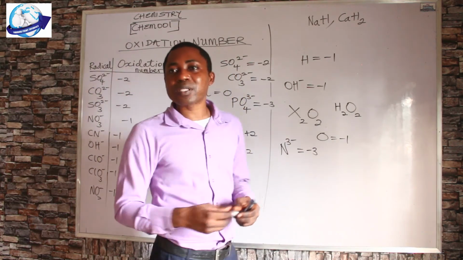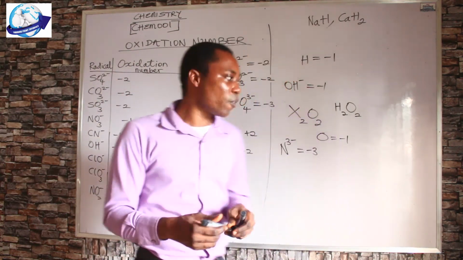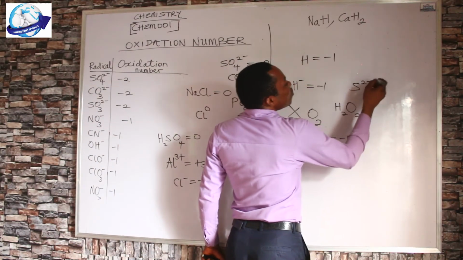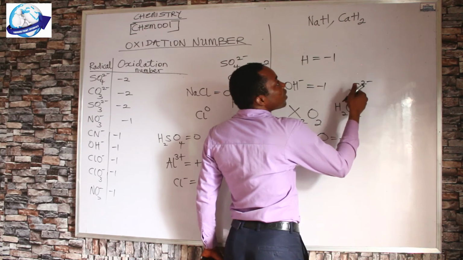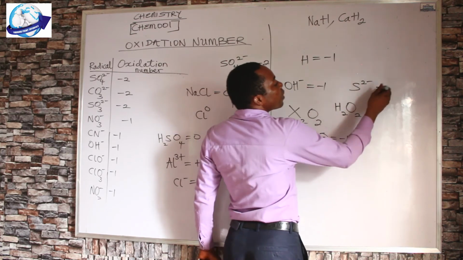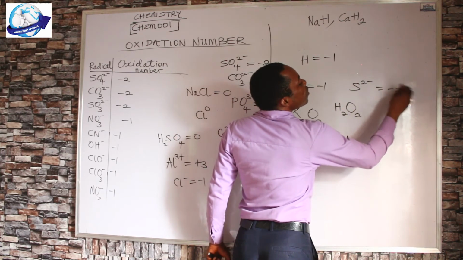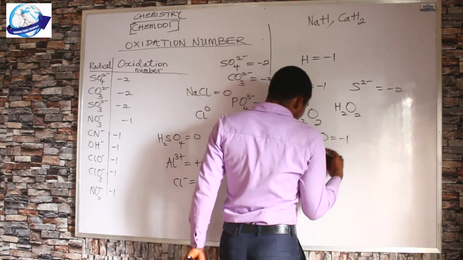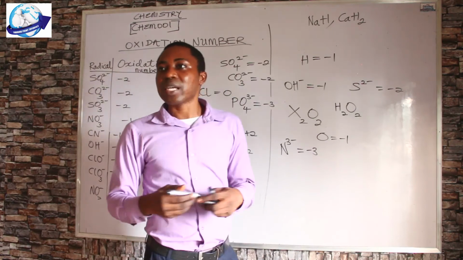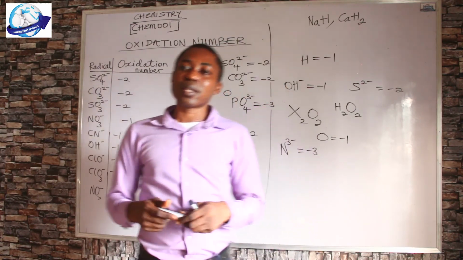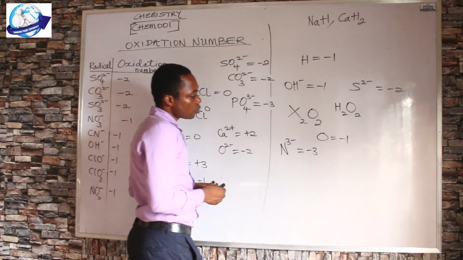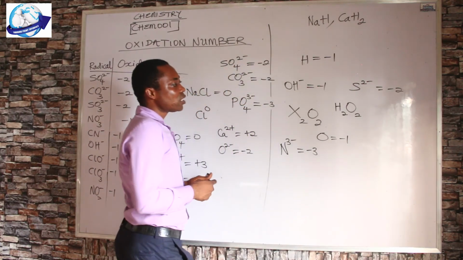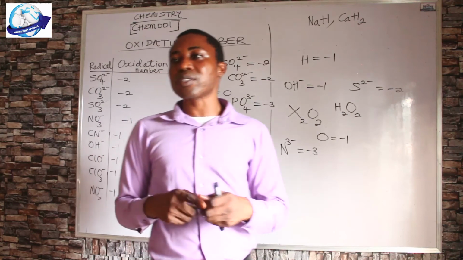Then the other aspects, let's consider the case of sulfur. Sulfur and oxygen have the same oxidation state. Sulfur in its combined state is always -2. The same thing with oxygen in its combined state: it is always -2, except in the peroxide. Then in the case of nitrogen combined with another element or another atom, you have a nitride. Then nitrogen will be -3. All these are the different types of oxidation states.